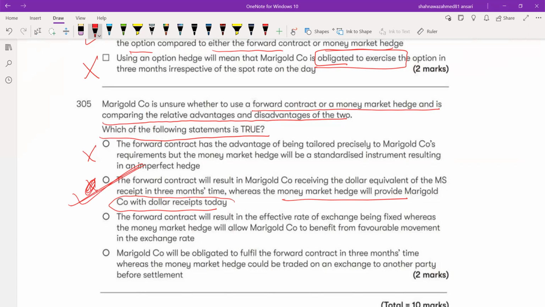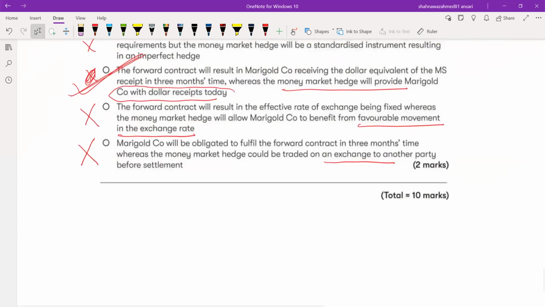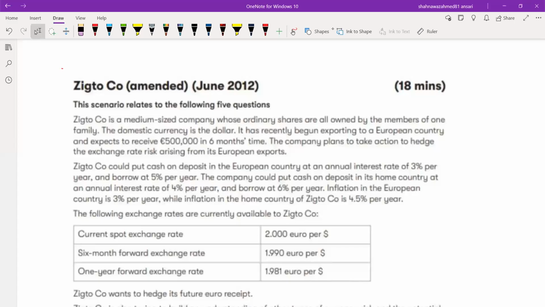Let's see that. The forward contract will result in the effective rate of exchange being fixed, whereas money market will allow to benefit from the favorable movement. Now, in case of both forward and money market hedging, we cannot get the benefit of favorable movement. Marigold Co will be obligated to fulfill the forward contract, whereas the money market hedging could be traded on an exchange. It's not exchange traded. Both are tailor-made. So answer is B. So let's discuss another question.